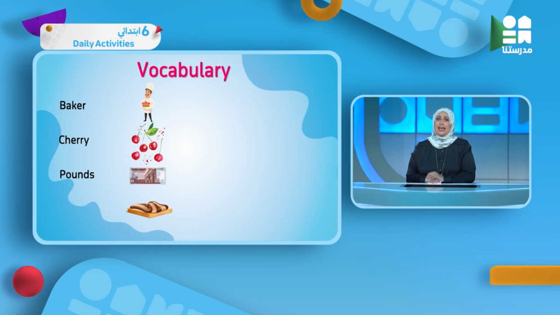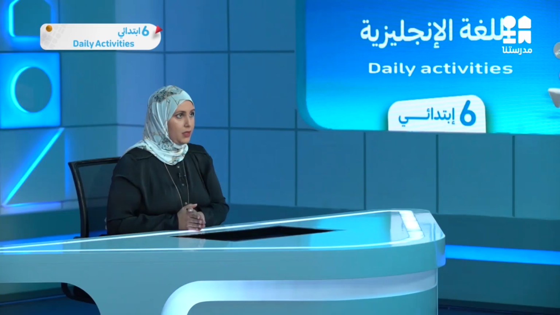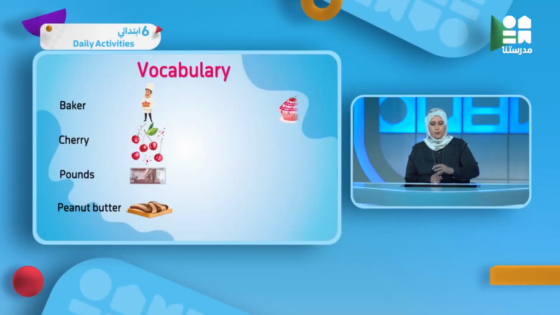So, we have something else. We did not mention that in the conversation time, but you're going to find it in the workbook. What is that? Peanut butter. So, this is called peanut butter. So, what is that, guys? Pie.